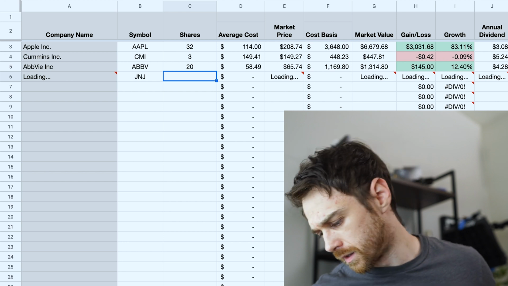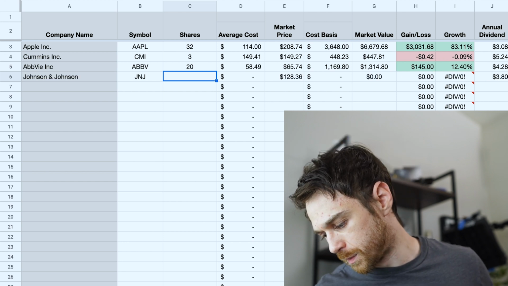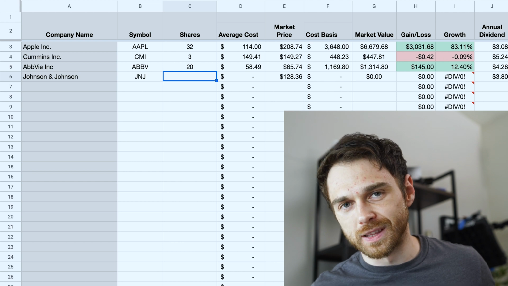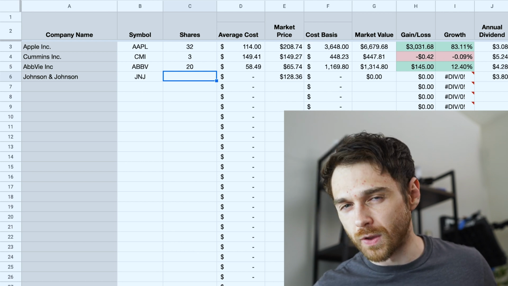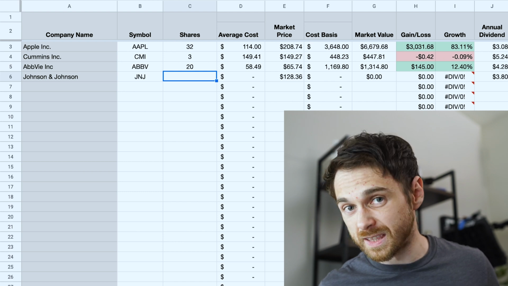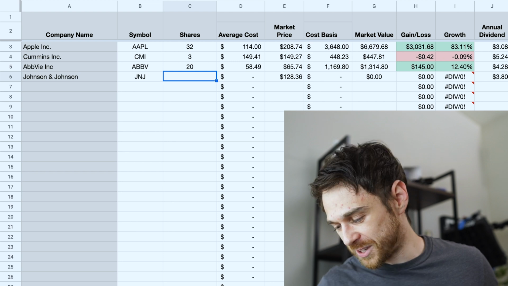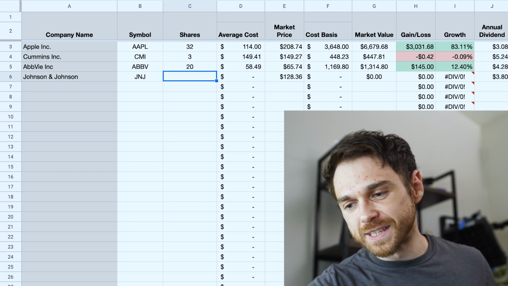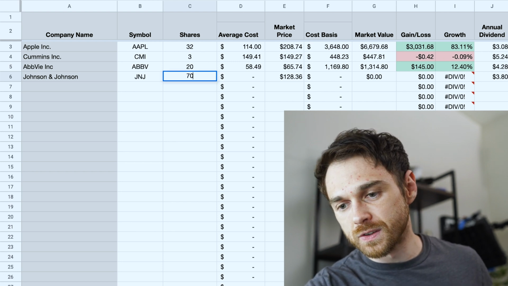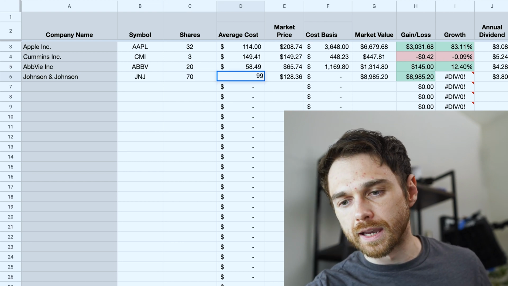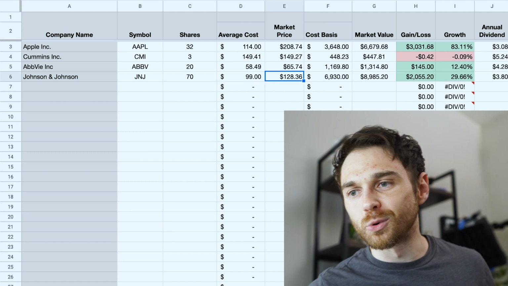I believe they were just in a lawsuit recently where they lost. And believe it or not, the stock price went up after their lawsuit, which is hilarious because I think the investors thought they were going to get sued for more money, but they were only sued for a couple $100 million and not more. So it actually went up. Anyway, I have 70 shares of Johnson & Johnson, and that is the price for $99 is my average cost, which is amazing. I wish I could buy more at $99.